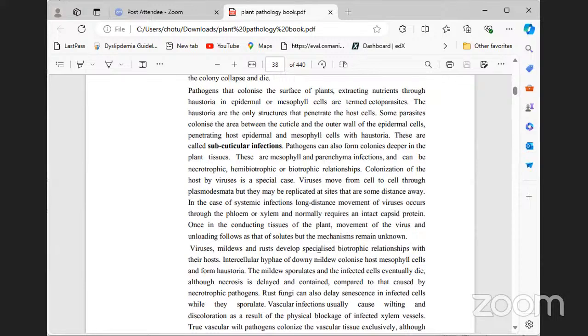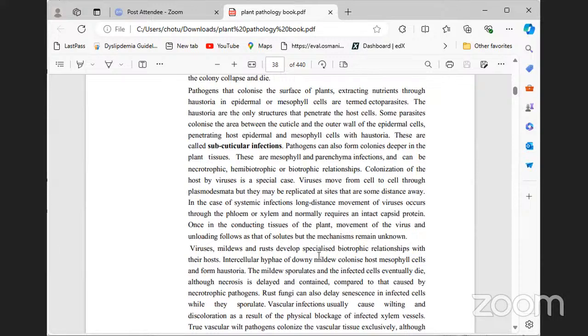Pathogens can also form colonies deeper in the plant tissue. These are mesophyll and parenchyma infections, which can be necrotrophic, hemibiotrophic, and biotrophic relationships.